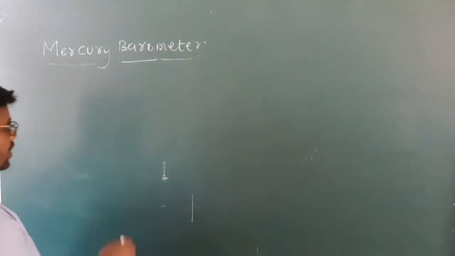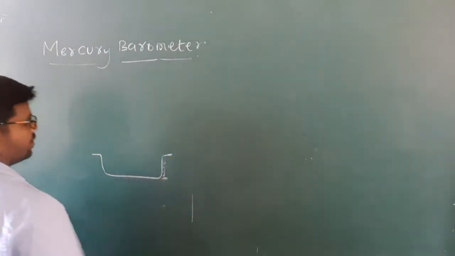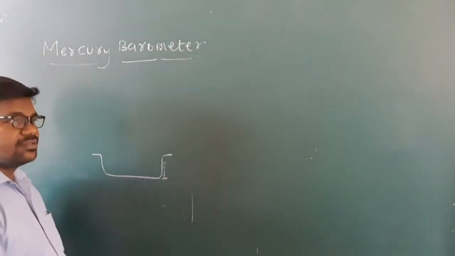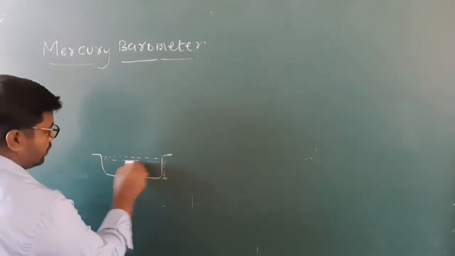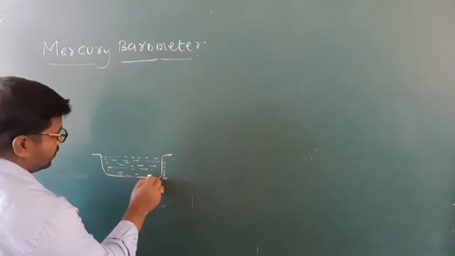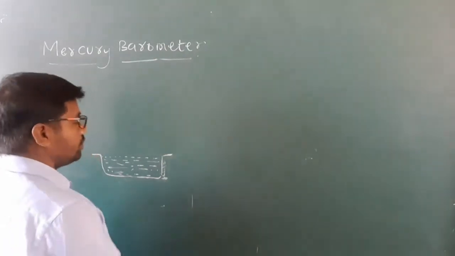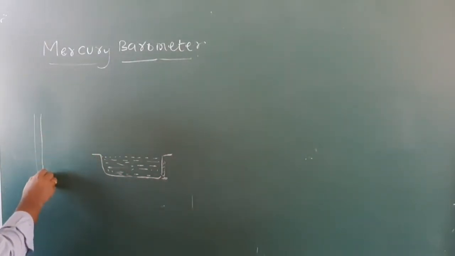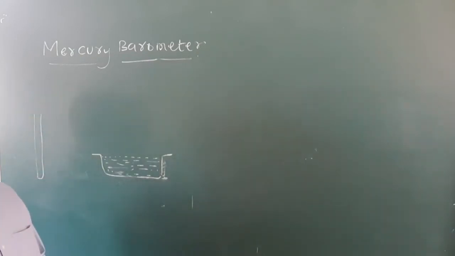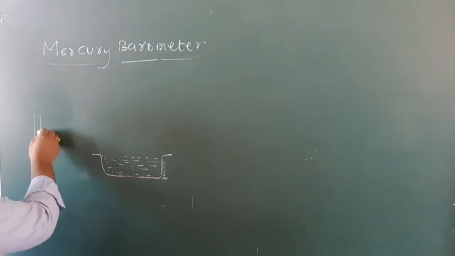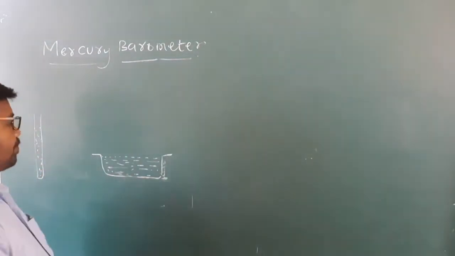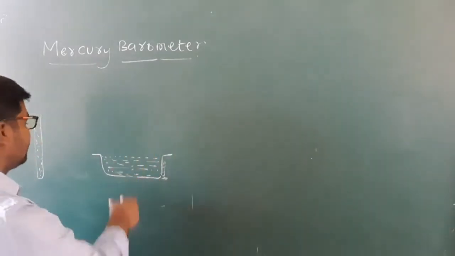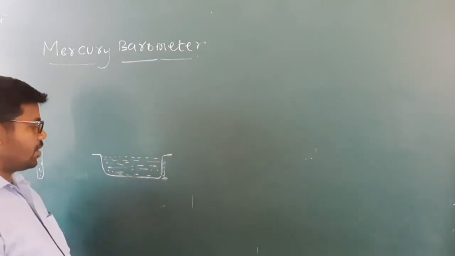See here, consider a vessel. This is the construction of a barometer. Consider mercury in the bowl, and consider a glass tube. The length of the glass tube may be 100 centimeters maximum. We can pour some mercury into it. After that, by inverting it, we can immerse the glass tube inside this vessel.